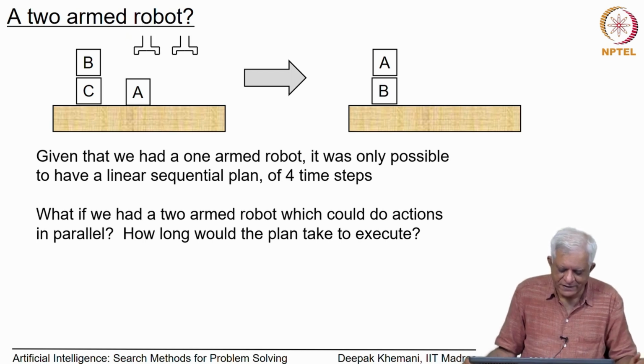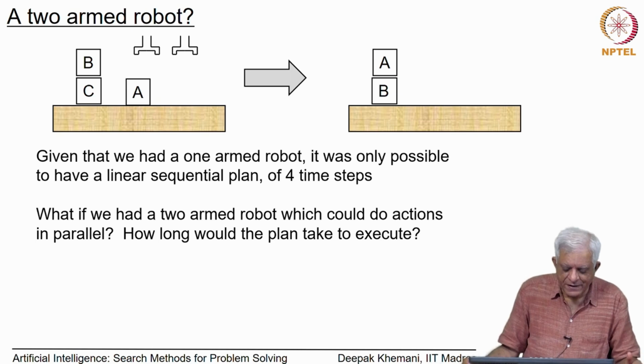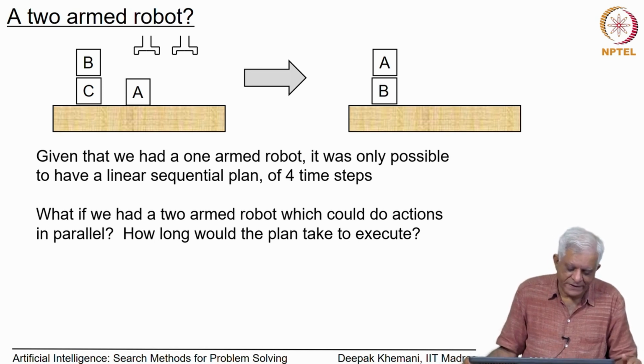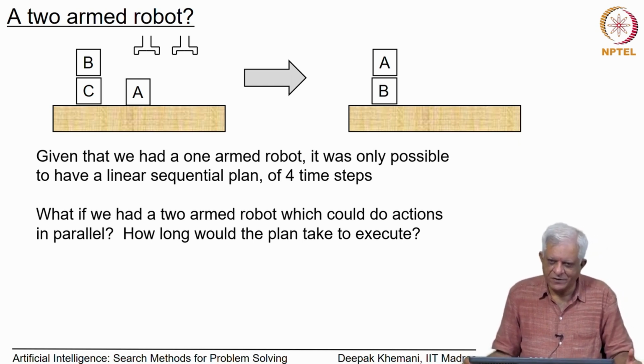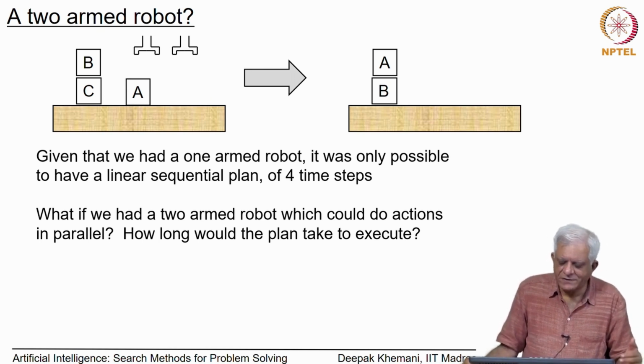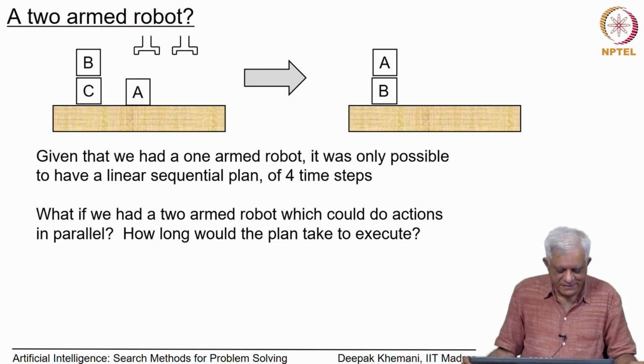So, now as you can see in the diagram, there are 2 arms, and how will that change the process? As you can imagine, for example, one arm could unstack B from C while the other arm is picking up A. So, these 2 actions could be done in parallel. So, maybe you can get a shorter plan in terms of the number of time steps. We call that the make span in terms of planning, and it is possible that these things may happen in parallel essentially. How long would the plan take to execute?